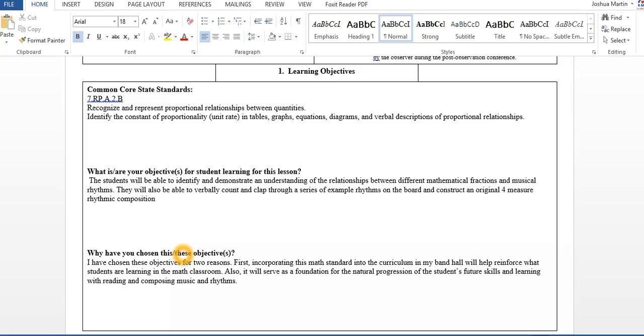Why have I chosen these objectives? I have two reasons. First of all, incorporating this math standard into the curriculum of my band hall is going to reinforce what these students are learning in the math classroom. Also, it's going to build upon the foundation of natural progression of the students' future skills and learning with reading and composing music and rhythms. As these students progress through their musical education, the music that they read will also increase in difficulty. I believe that understanding and mastering these basics is going to increase the students' level of achievement.